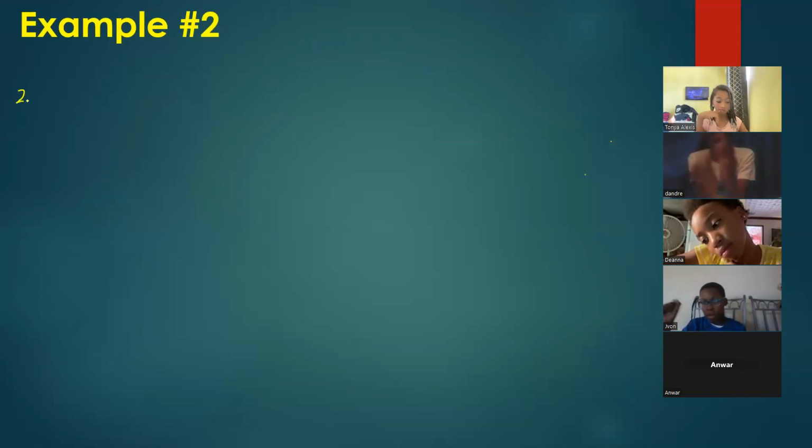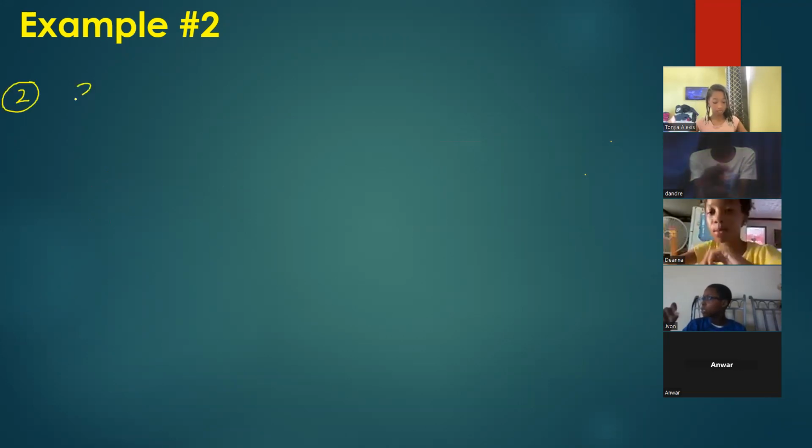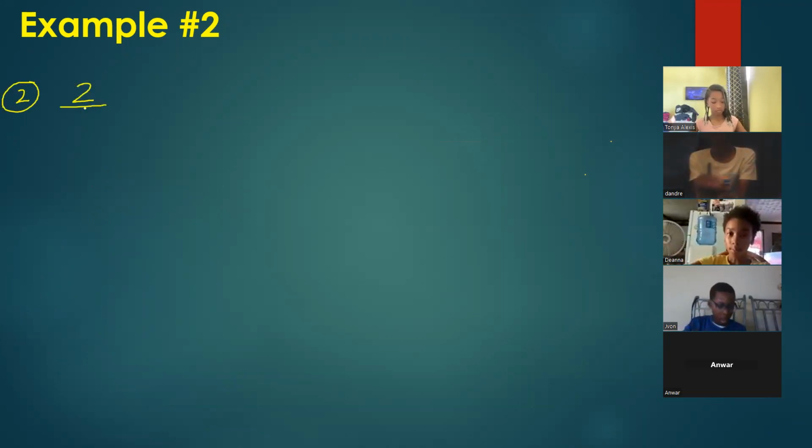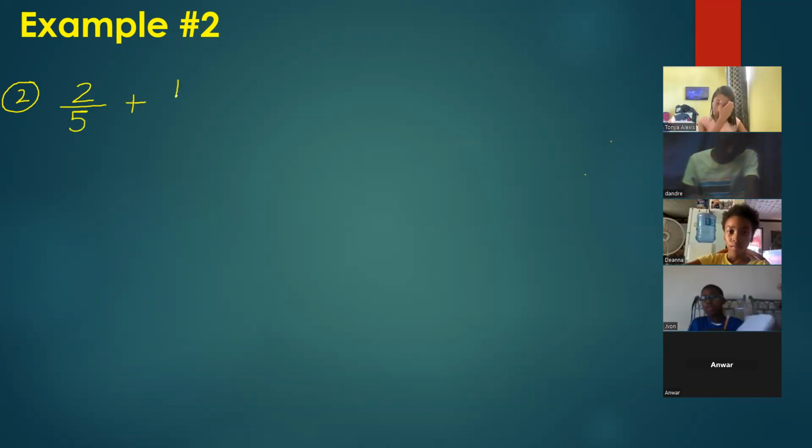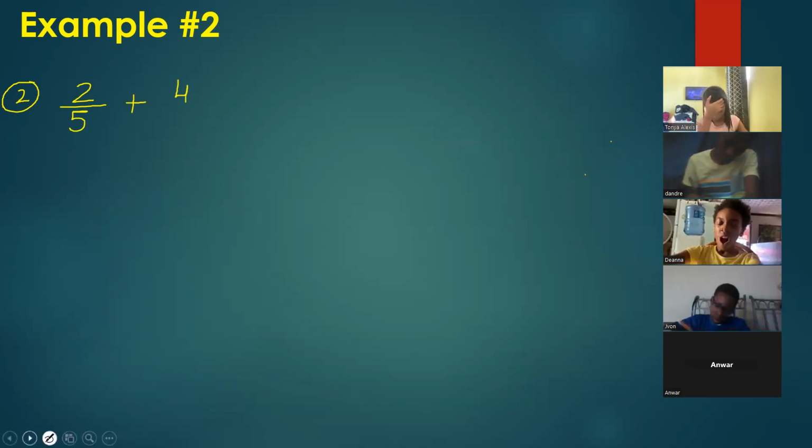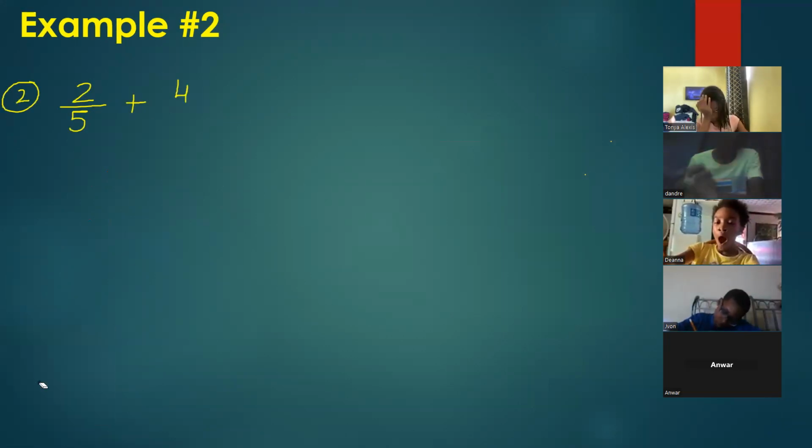So example number 2, let's look at, we had 2 over 5 plus, no, plus 6, my bad, plus 6 over 4. Now, DeAndre, what's the first thing we're gonna do?